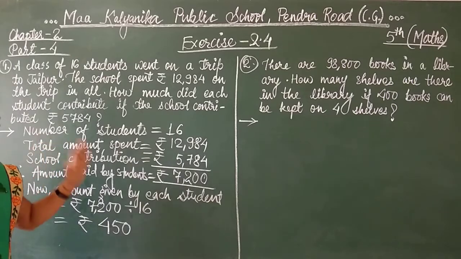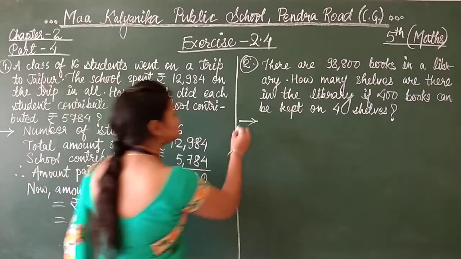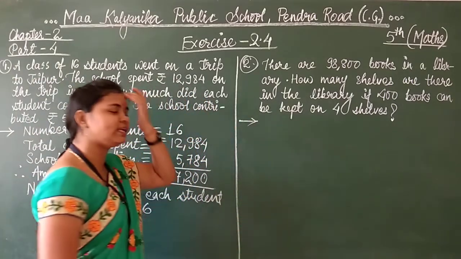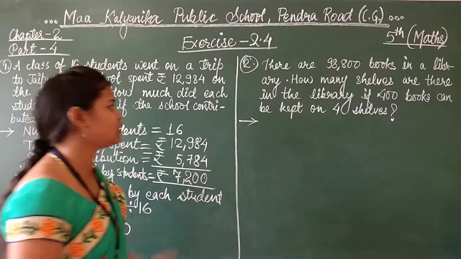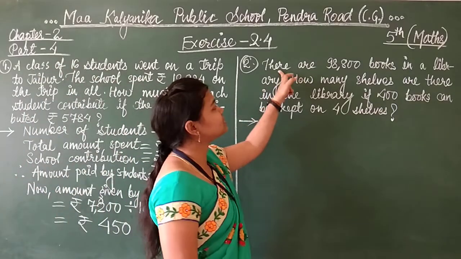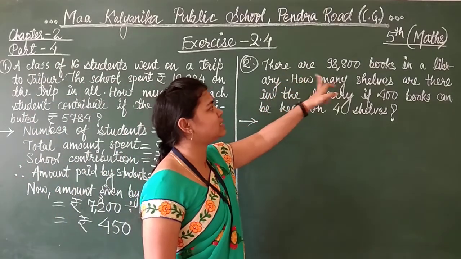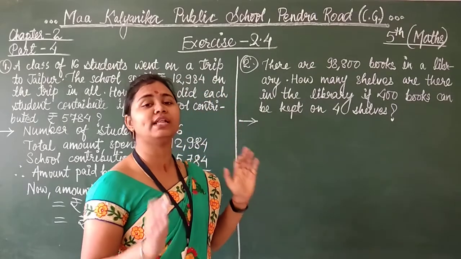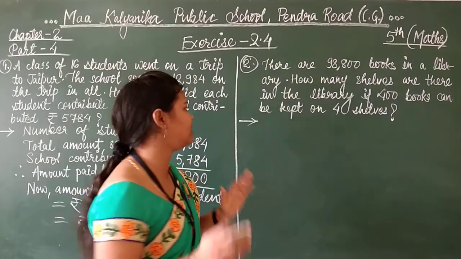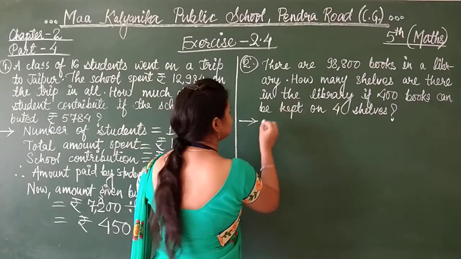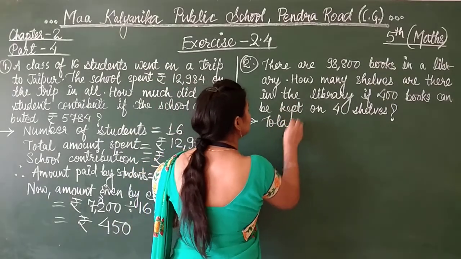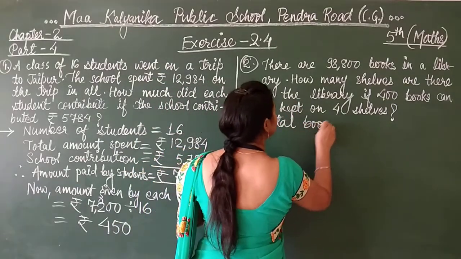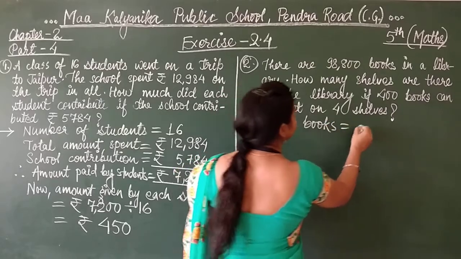So students, for your requirement I am just solving one more question so that it will be easy to solve the rest of the questions. So question number 2 is there are 98,800 books in the library. How many books are there total? 98,800. So first we will write what is given. Total books. How much are there?